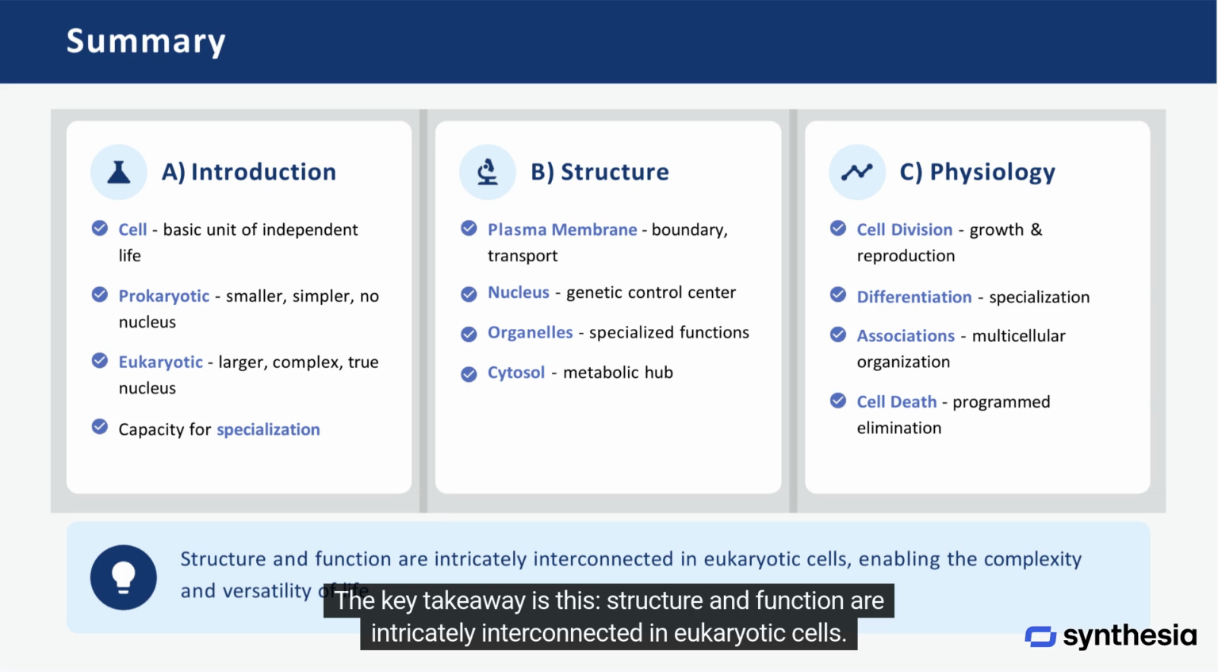The key takeaway is this: structure and function are intricately interconnected in eukaryotic cells. This elegant relationship is what enables the incredible complexity and versatility of life as we know it.